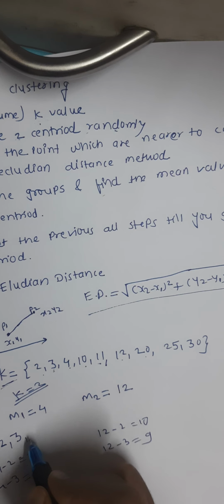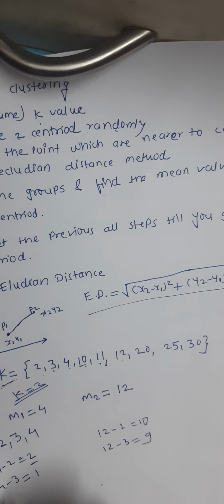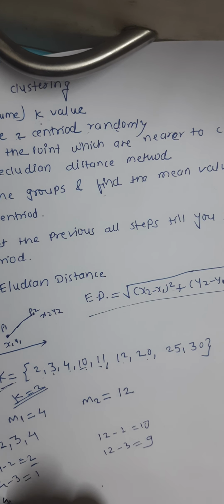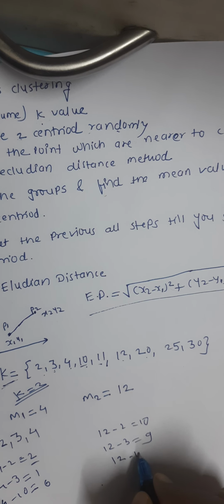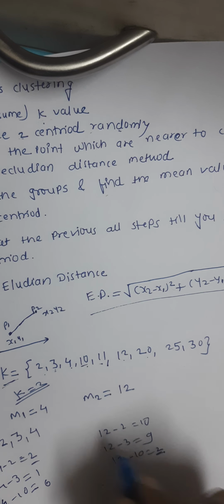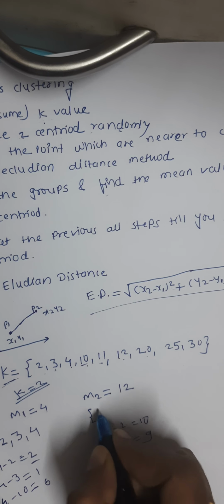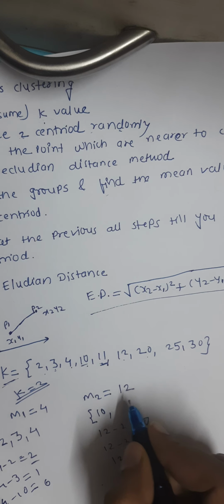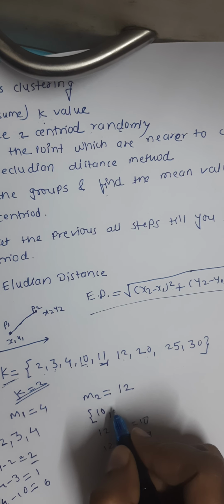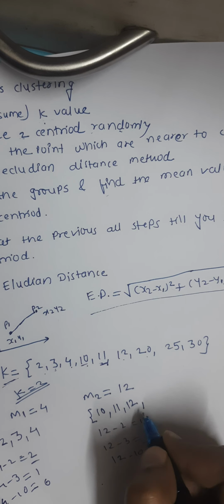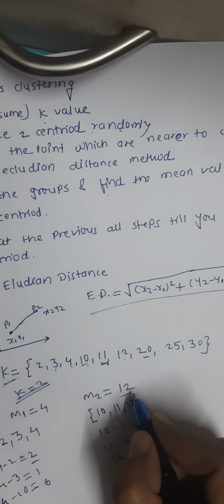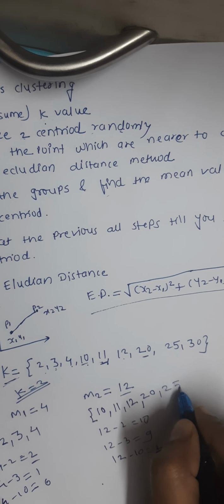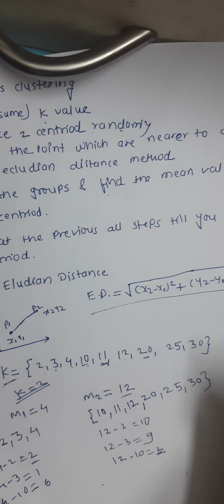Likewise 4 comes in the M1 cluster. Then 10. 4 minus 10 is 6, and 12 minus 10 is 2. So this is the minimum distance, so the point 10 comes in the M2 cluster. After that 11. 12 minus 11 is 1, so 11 comes under the M2 cluster. Here is 12, which also comes in the M2 cluster. Likewise 20, which is nearer to 12, so it comes in the M2 cluster. Likewise 25 and 30, all of these come in the M2 cluster.